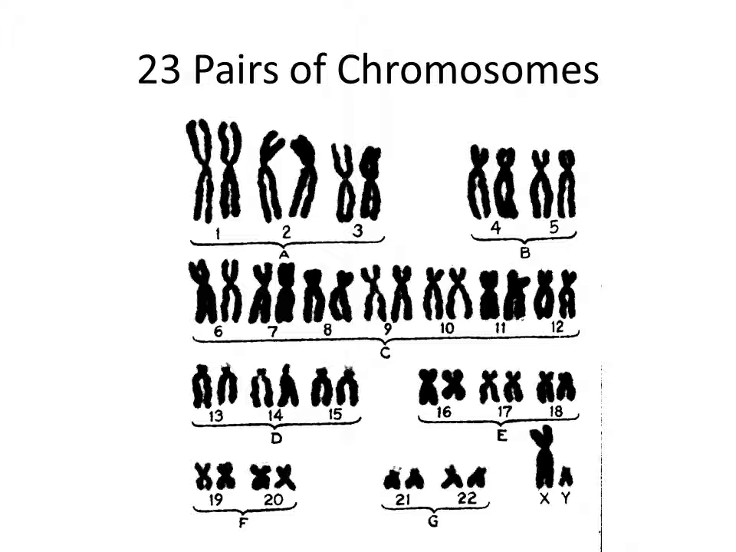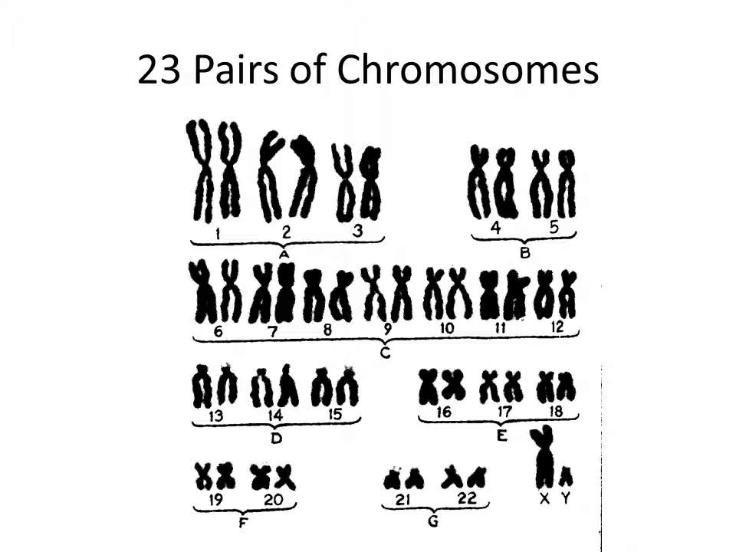So this is what's called a karyotype. That's K-A-R-Y-O-T-Y-P-E. It's a display of the 23 pairs of chromosomes in a human cell. This cell happens to be from a male. As you can see on the lower right, this cell contained an X chromosome and a Y chromosome, which marks it as a cell from a male.